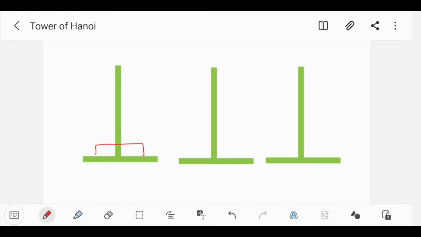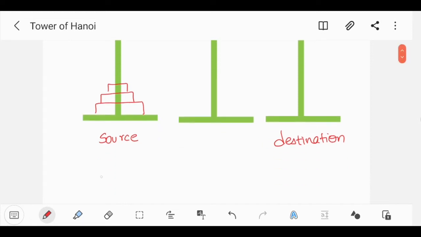So the problem says that there's a peg, let's call it source, and there are a set of discs being placed, let's say 3 discs, and this is to be transferred to a destination peg. It looks to be a simple job, but there are a set of constraints. Constraint number one is that you can pick only one disk at a time. You are not supposed to take the entire pile of disks and put it on the destination.